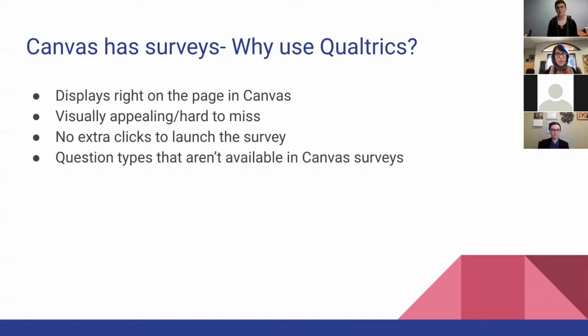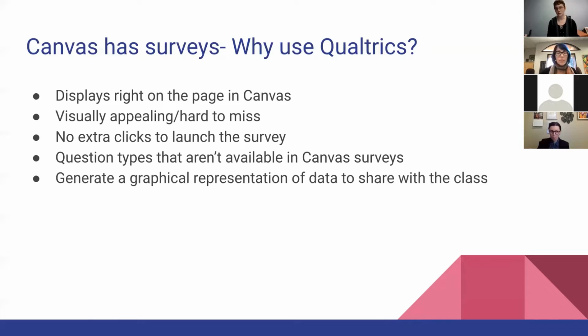There are also a lot of really cool question types in Qualtrics that are just not available in Canvas. You have to use the Canvas Classic quizzes engine to make a survey, so it's much more limited in the types of questions you can make. Whereas with Qualtrics, there's all kinds of cool interactive questions that you can build. So that's probably the biggest reason to use a Qualtrics survey as opposed to the Canvas tool.